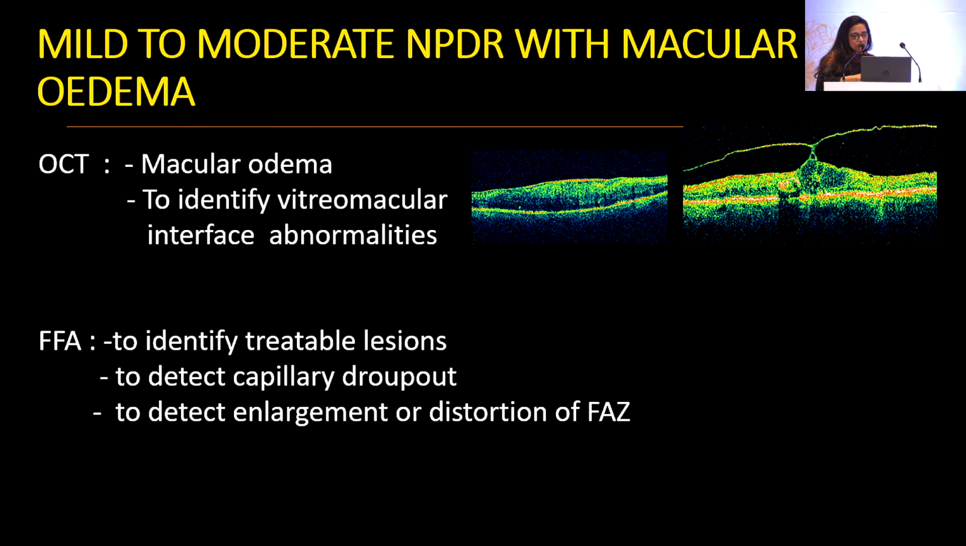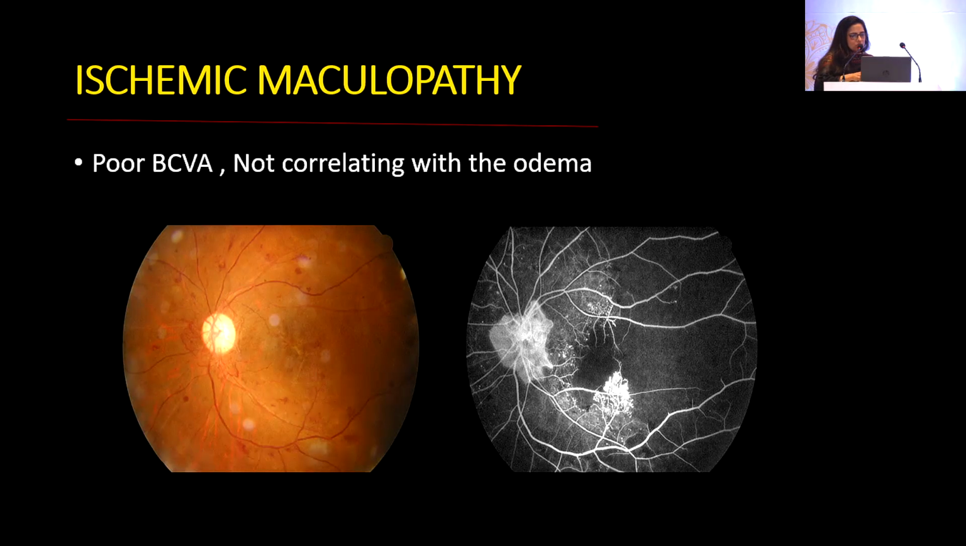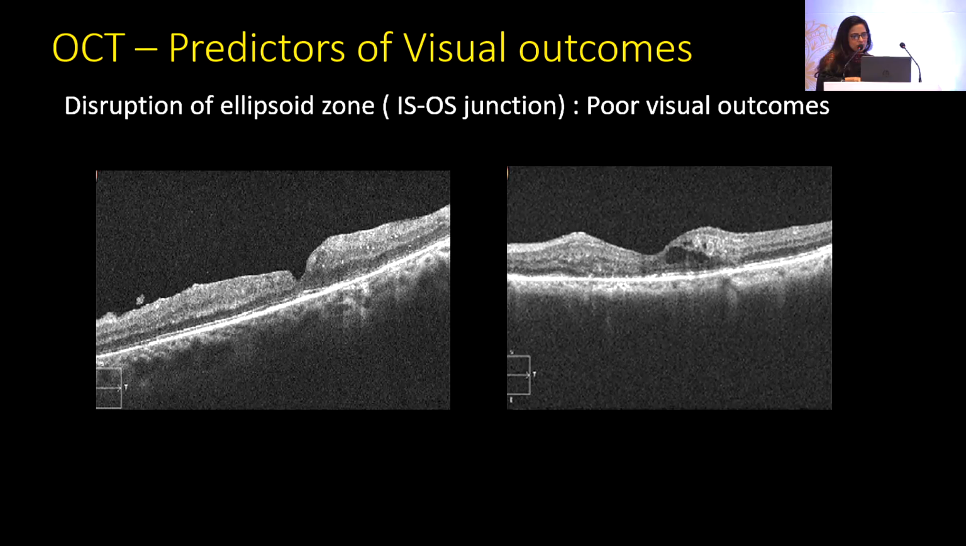But an angiography would help you to detect the areas of capillary dropout, to know how much ischemia is there, to identify any new vascularization, something that you cannot identify with your naked eye, and also to detect the ischemia at the macula. A very large or distorted FAZ would give you a hint to the visual prognosis of the patient. So this is a patient of ischemic maculopathy, and you see when you've done the angiography, there is hardly any circulation over here, and this is a patient who would not get good vision in spite of all your treatments.